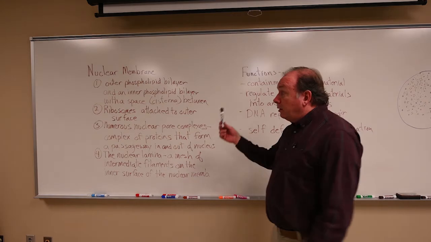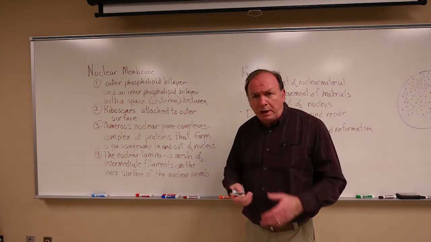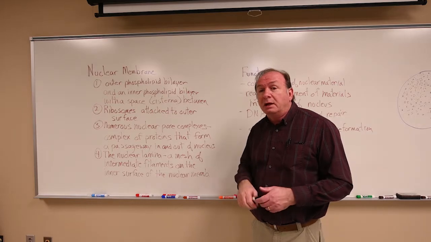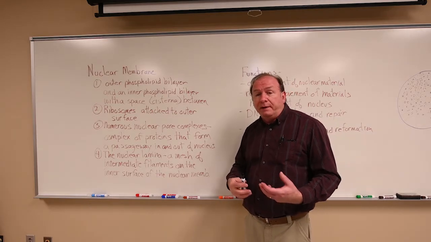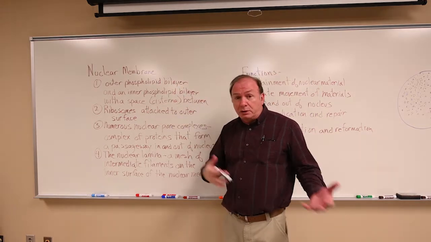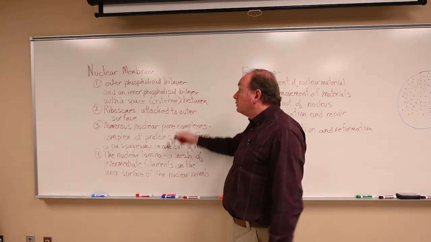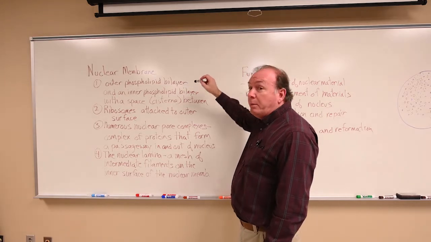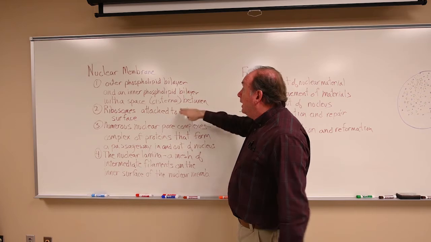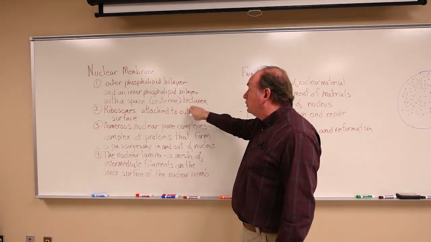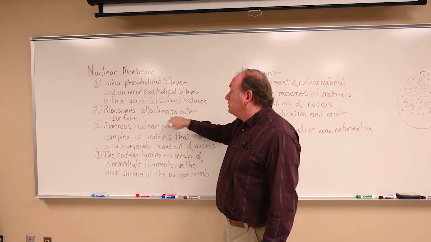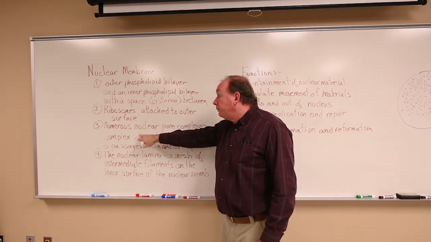Now, with all of our organelles we look at, we're going to deal with structure, what it's made up of, and how it's organized, and we'll also talk a little bit about the functions of each of the organelles. So to begin with, the nuclear membrane. We just talked about, introduced its overall shape and structure. It has an outer phospholipid bilayer and an inner phospholipid bilayer, two layers, and a space, a cisterna, between. There are ribosomes attached to the outer surface.